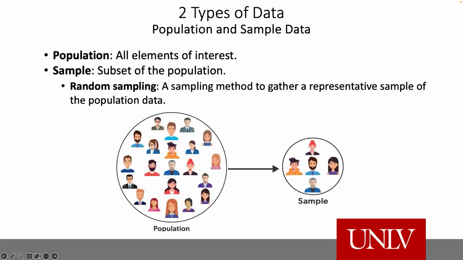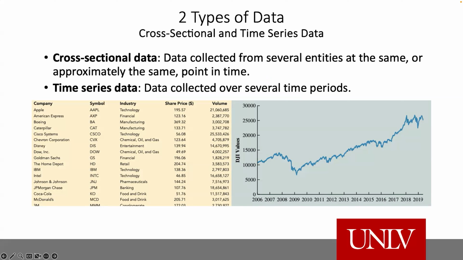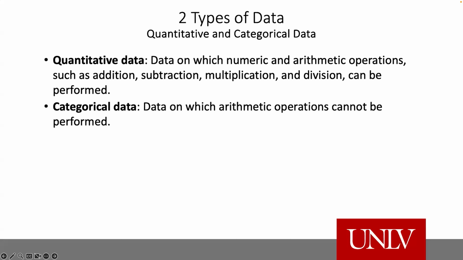In business analytics, most of the time we're working with sample data, not the whole population. But before we start crunching numbers, we need to ask two important questions. First, is the data cross-sectional, meaning it's a snapshot at a specific time, or time series, meaning it is collected over a period of time? And the second question is, is each variable quantitative or categorical? So we will leave the cross-sectional data and time series data for later. Now let's focus on the quantitative and the categorical data.